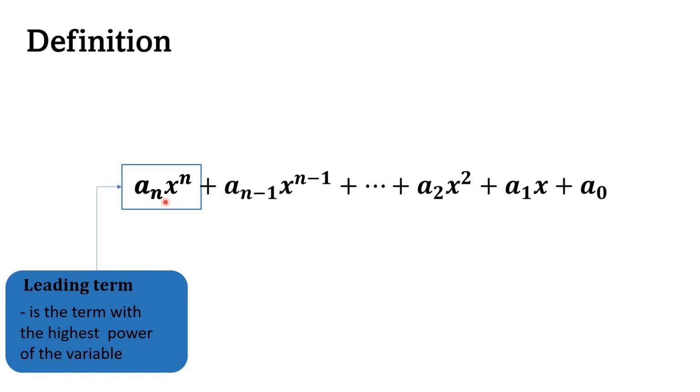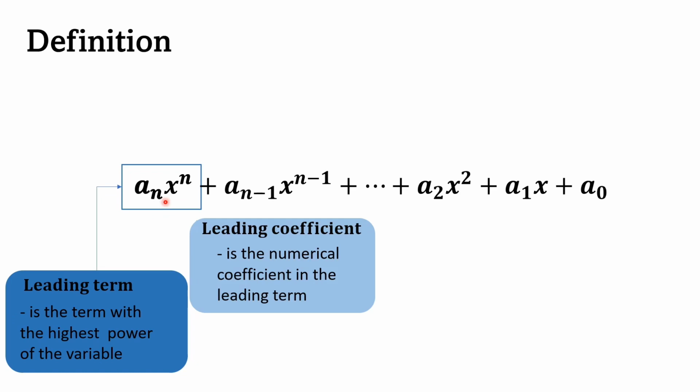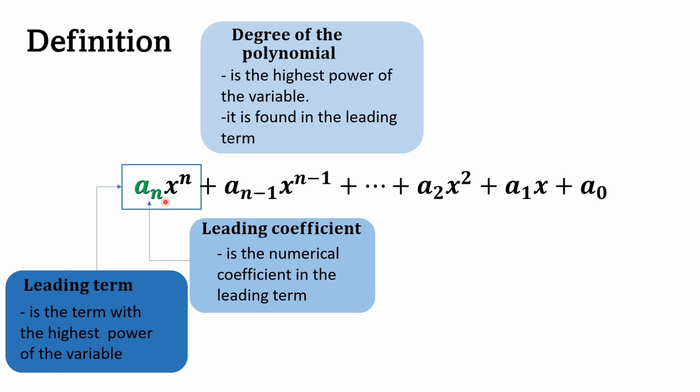In the leading term, you can find the leading coefficient. It is the numerical coefficient, or coefficient in short, that is a sub n. You can also find the degree of the polynomial in the leading term. The degree of the polynomial is the highest power of the variable, so it is denoted by n.